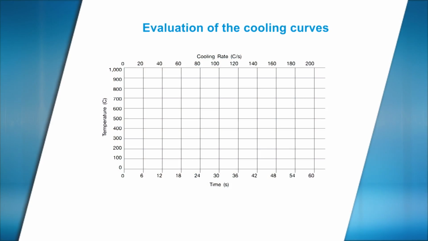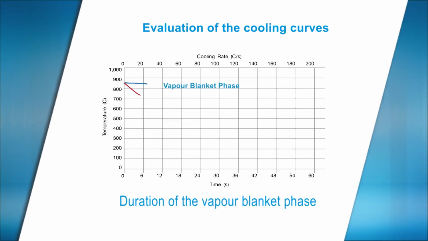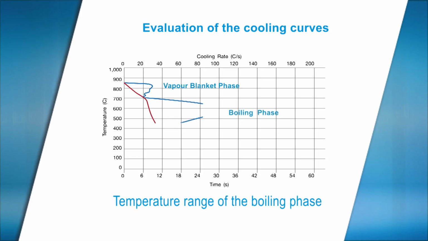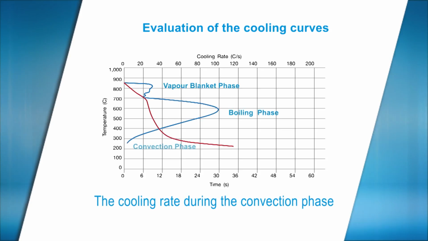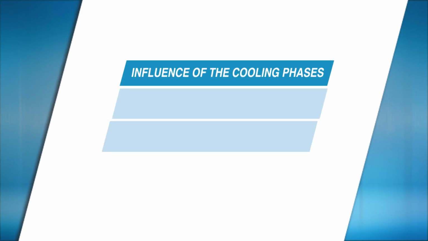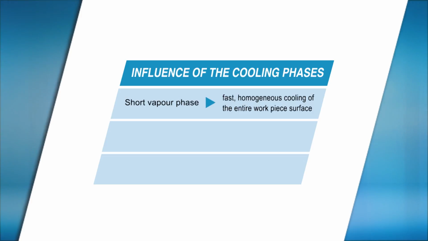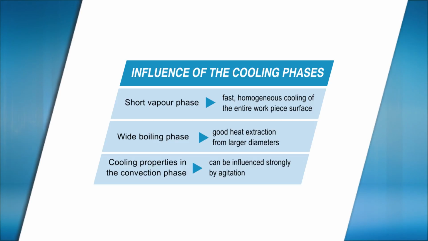Well, for evaluation of the cooling curves, the following points are therefore important. Duration of the vapor blanket phase, temperature range of the boiling phase, the cooling rate during the convection phase, and the temperature at which it begins. A shorter vapor phase gives fast and homogeneous cooling of the entire surface of the workpiece. Wide boiling phase gives good heat extraction in large diameter components. Cooling in the convection phase can be influenced by circulation of the quenchants.